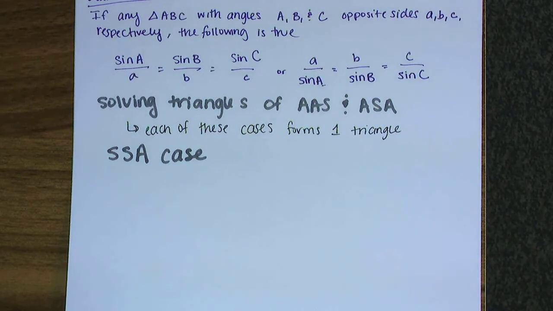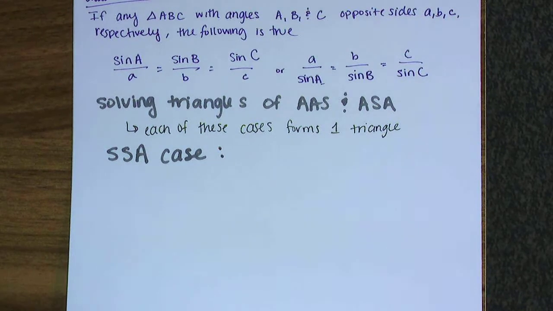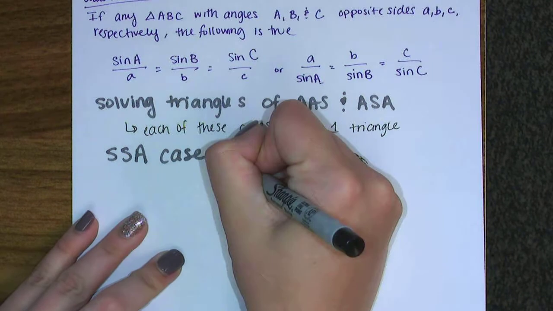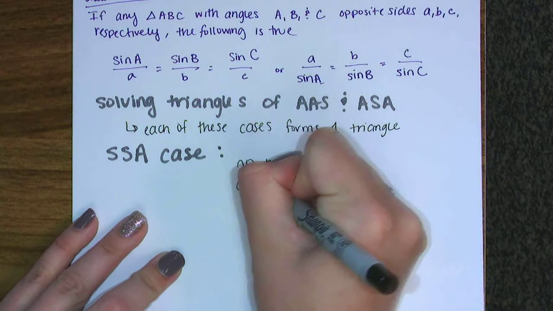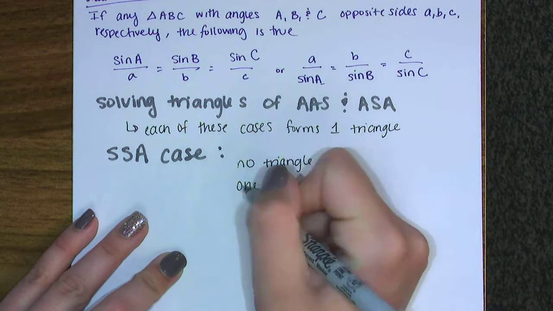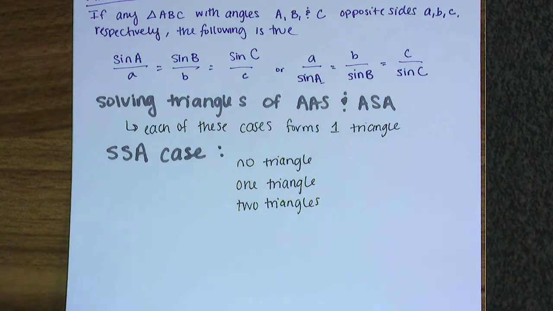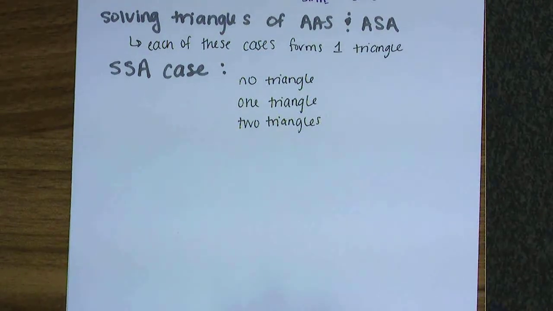But this case is a possibility that we can actually have, and it can give us 3 possibilities. We can get out that we have no triangle, that we have 1 triangle, or we have 2 triangles. And I will explain here momentarily how you know. Okay, but just know that this case does exist, and it gives us 3 possibilities. So, possible triangles for the side-side-angle case.